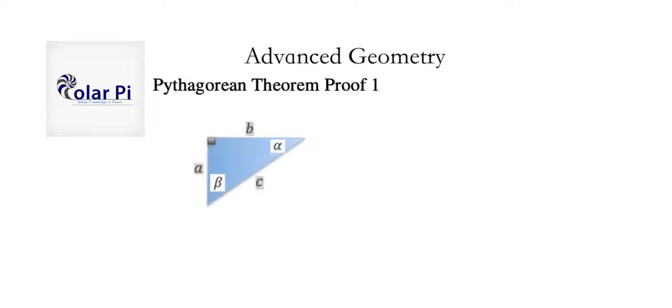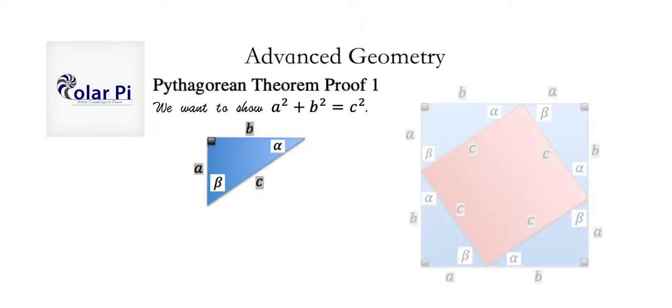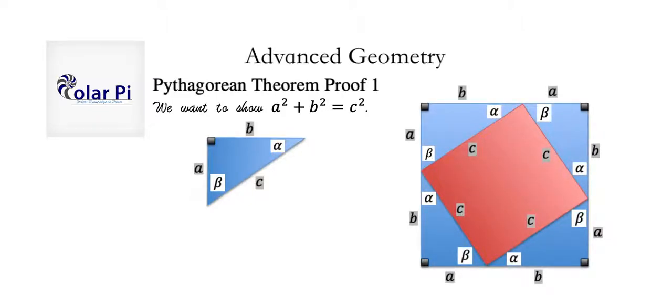Now, what we want to show is that in a right triangle where two legs have measure A and B and the hypotenuse has measure C, the square of A plus the square of B is equal to the square of C. That's what we want to show, right? Okay, so let's clearly state what we want to show. This. Now, this very traditional proof starts through this construction.